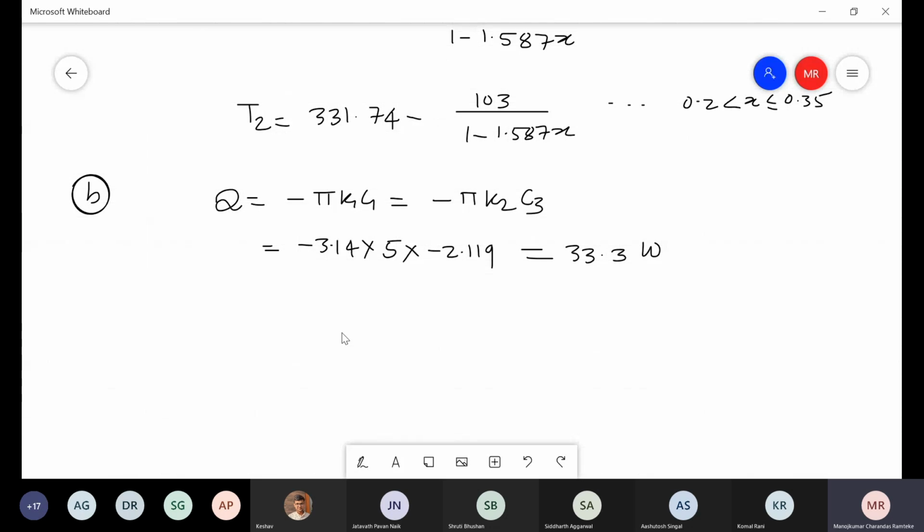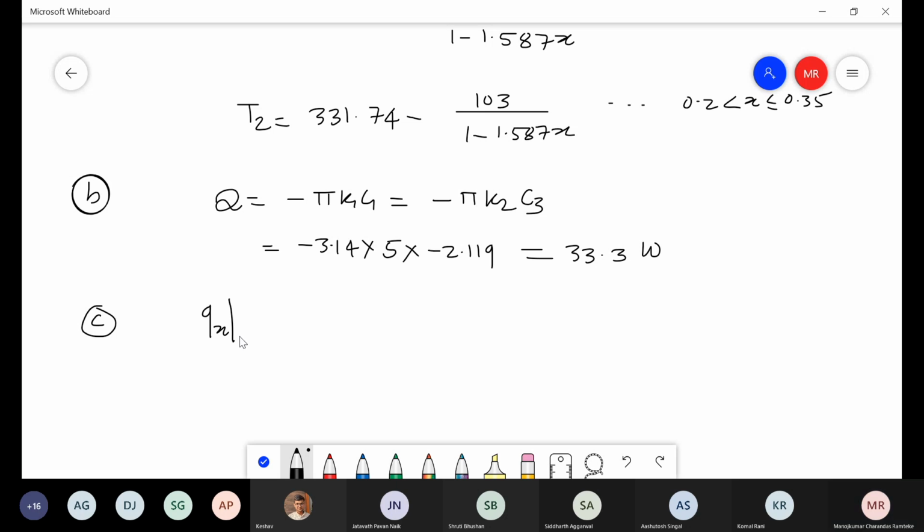Part C is what? We have to find out in part C the heat flux at the open end of layer 2. So heat flux Qx at x equals to L, we have to find out, isn't it? So in part C, we have to find out Qx at x equals to 0.35.